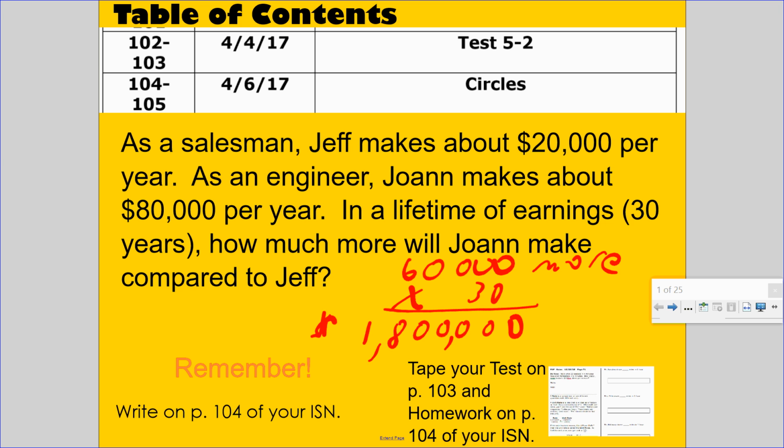$1,800,000 more than Jeff. So by being an engineer, which involves many, many years of college, she can make way more money than Jeff the salesperson.